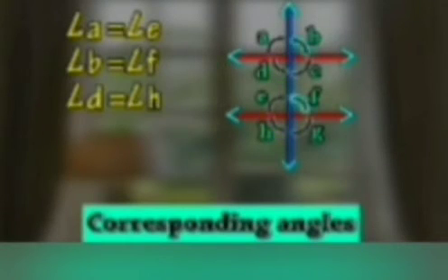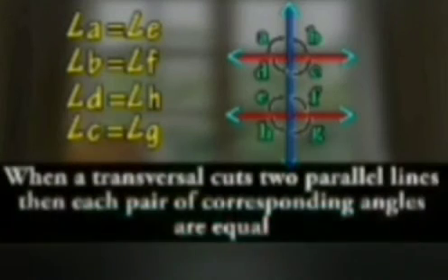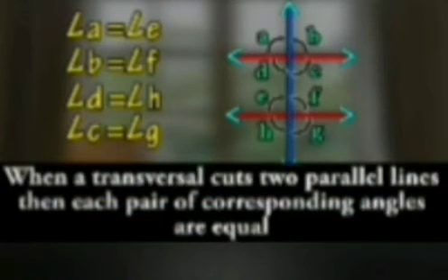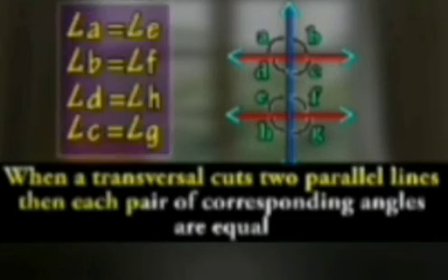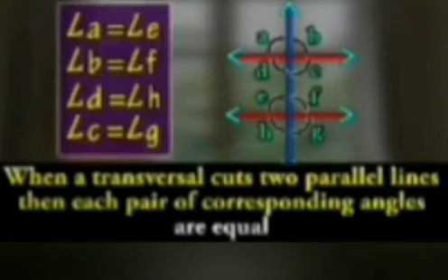So here you can see angle A equal to angle C, angle B equal to angle F, angle B equal to angle H, and angle C equal to angle G. So when a transversal cuts two parallel lines, then each pair of corresponding angles are equal. So these are shown here, pairs of corresponding angles. That means the angles which lie in the same position.